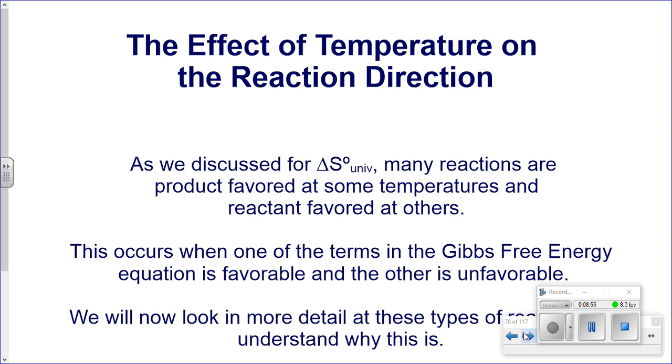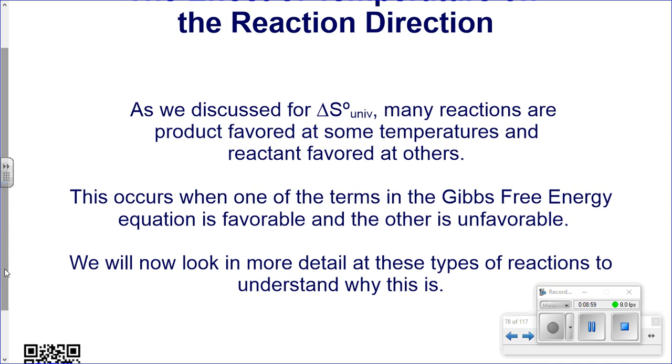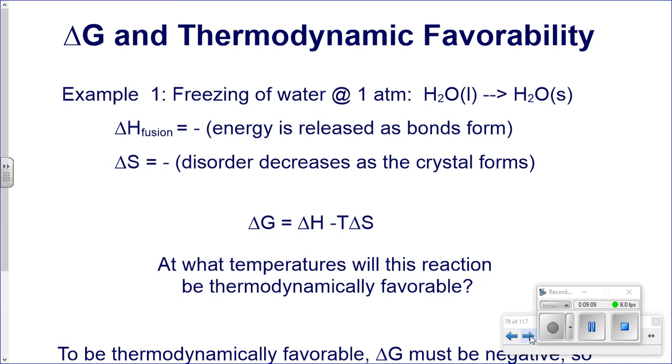Okay, now, the effective temperature, this is what I was looking for, on the reaction direction. As I mentioned, with delta G equal to delta H minus T delta S, that negative T delta S is temperature dependent. So we need to look at these examples with this equation in mind, the delta G, or the Gibbs free energy equation.